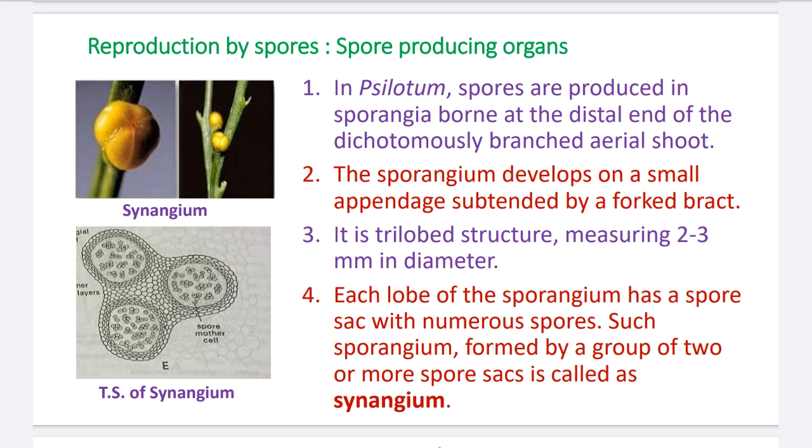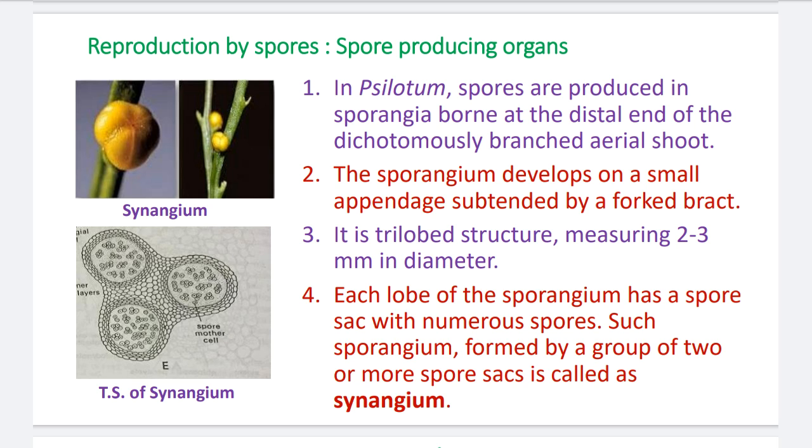Now see the description. Point number 1. In Psilotum, spores are produced in sporangia, borne at the distal end of the dichotomously branched aerial shoot. These sporangia develop on the aerial shoots. Number 2. The sporangium develops on a small appendage subtended by a forked bract, in the axillary position of the bracts. Number 3, it is a trilobed structure measuring 2 to 3 mm in diameter.